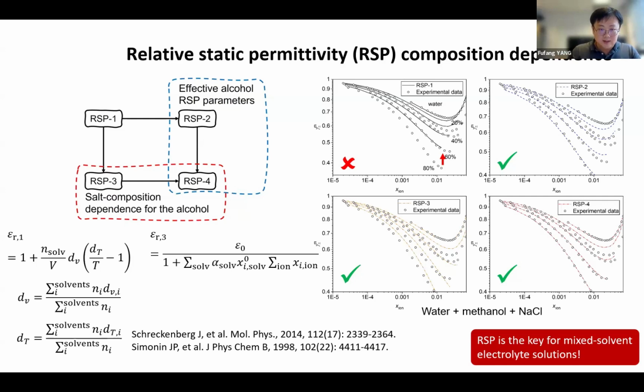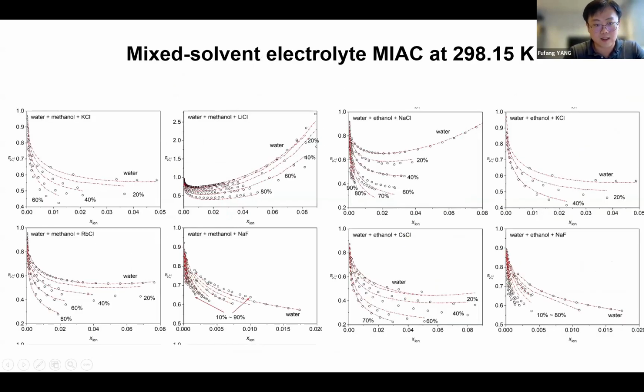the alcohol side. So we proposed a few different approaches to change the relative static permittivity model in the equation of state. In this approach, this RSP1 represents the original approach, and in this second approach, we use the effective alcohol RSP parameters, and in this third approach, we use the salt composition dependence, but only for the alcohol salt part. And in the fourth approach, we used both. So we tried all of these approaches, and they all work.